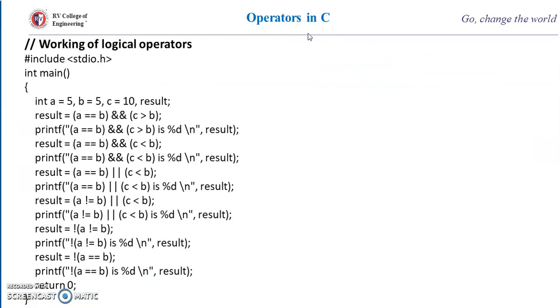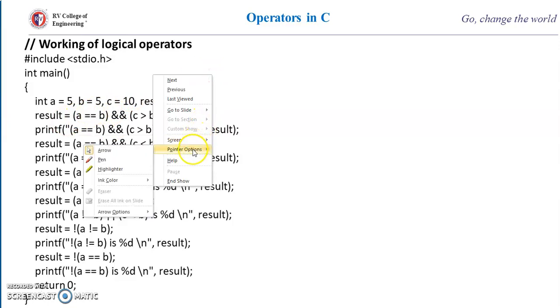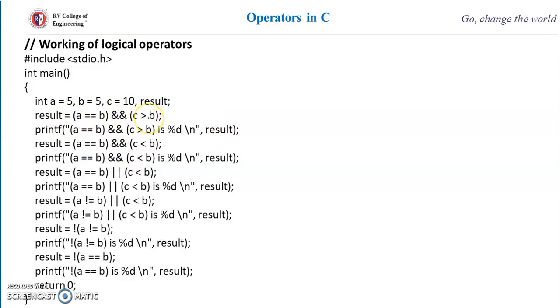Let's take one example. This is a program to explain the working of logical operators, and we have three variables A, B and C. We are writing different types of logical operators and we'll see what result each gives. The first one is A is equal to B and C greater than B. Remember, when it is logical AND, both operands should be true, then only it will be true. If one of them is false, it will be false. In case of logical OR, if one of them is true, it will be true. In case of logical NOT, if it is true, it will be false, and false will be true.